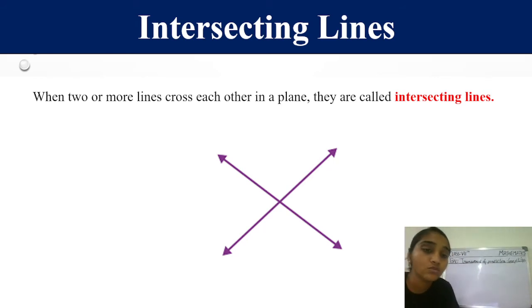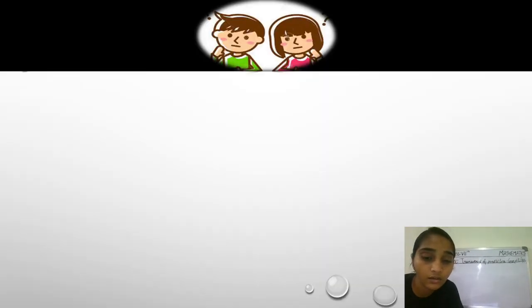Yes. Now, students, if I ask you to give some example from your daily life where you see parallel lines, where can you see them? Think of a few objects or few things which you have seen around you.